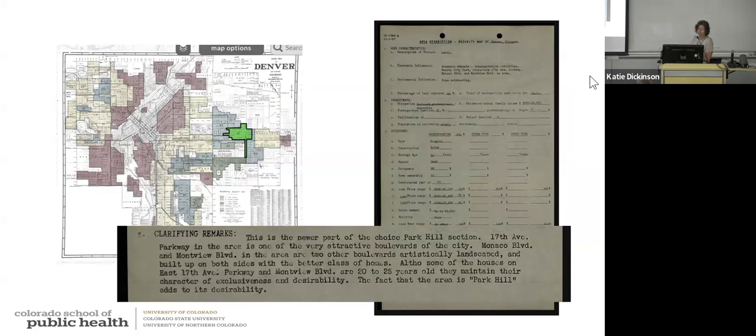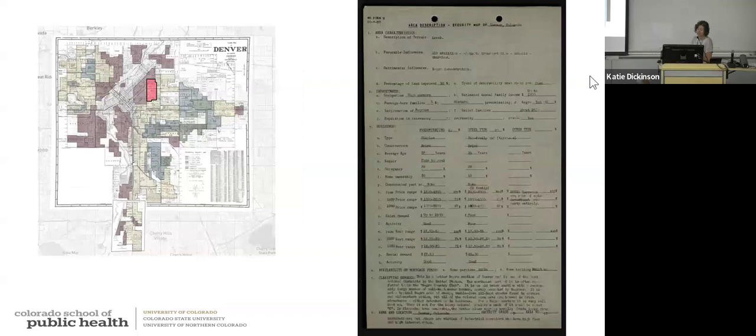So this is the newer part of Choice Park Hill section. This is one of the, let's see, the boulevards are artistically landscaped. They're built on both sides, better class of homes. They maintain their character of exclusiveness and desirability. The fact that this area is Park Hill adds to its desirability. Okay, A, right? All right, now we're going to move over to the Whittier neighborhood.